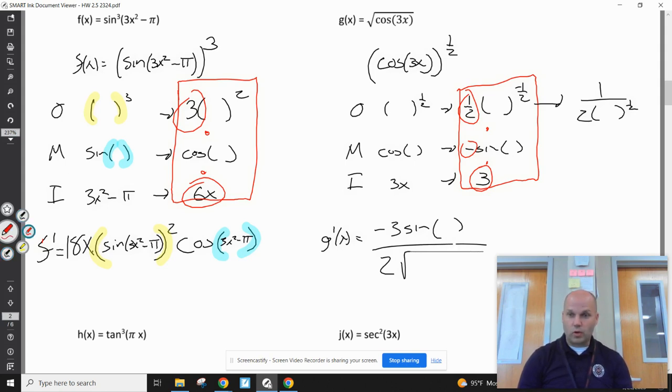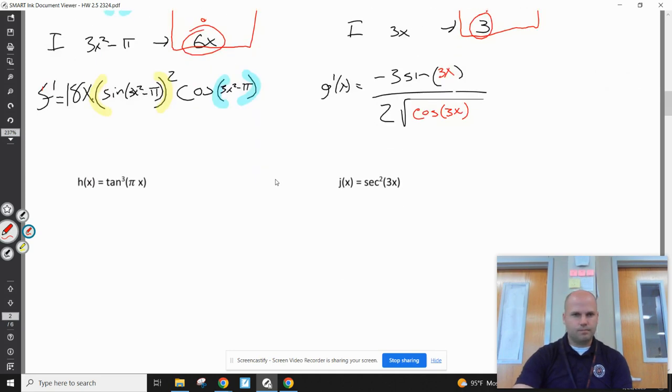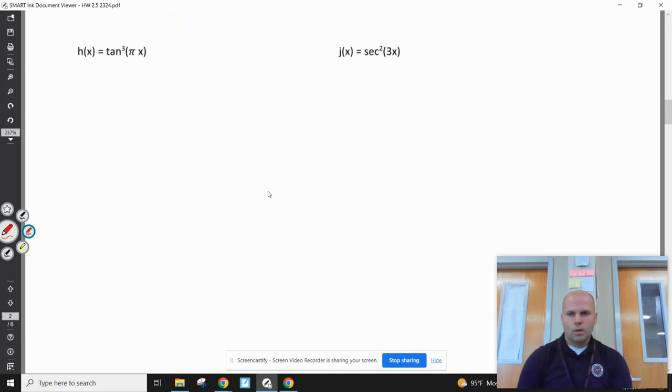where, in multiple choice, you have to identify the correct derivative. What starts in the parentheses stays in the parentheses. 3x started in the cosine. Cosine 3x started in the 1/2. Okay, that would be simplified. Looking nice. Okay.